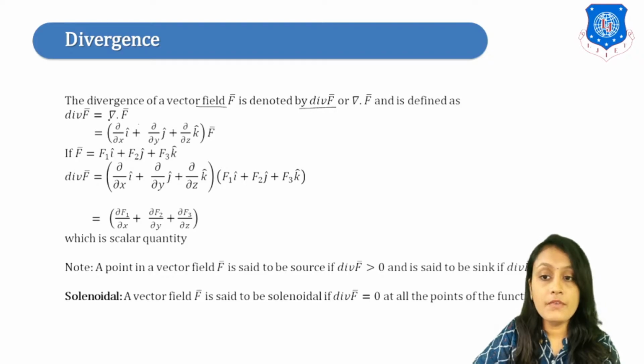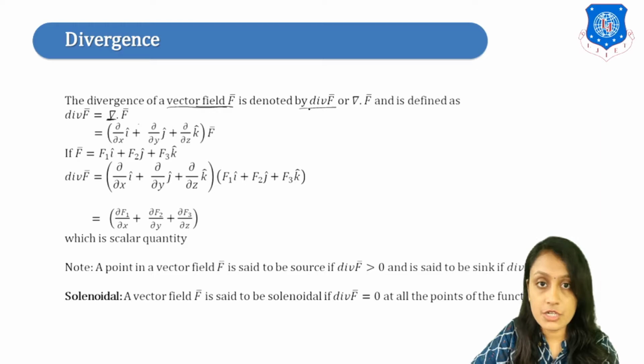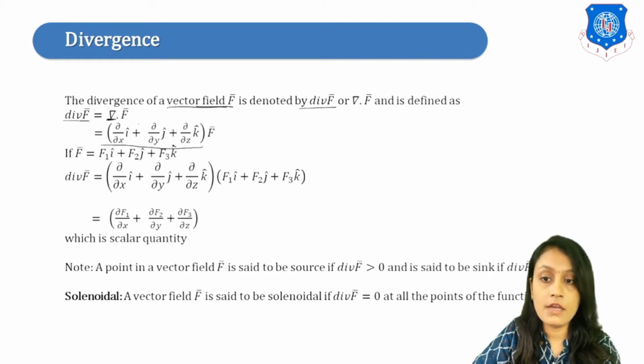Now we know this del operator, that is del by del x i plus del by del y j plus del by del z k, and this is f bar. So here we have a vector field f bar, and we have to find its divergence. So the formula to find divergence of f bar is del dot f bar. Here I have just written the formula for del.